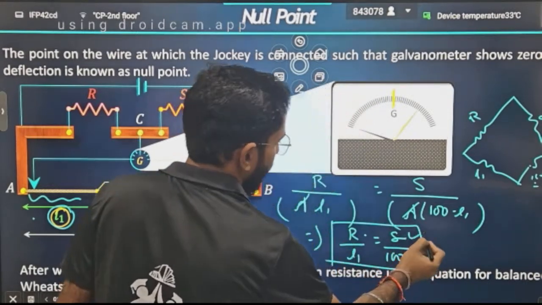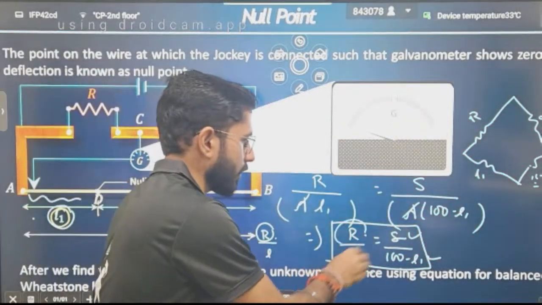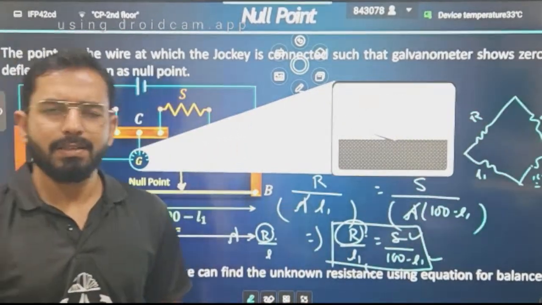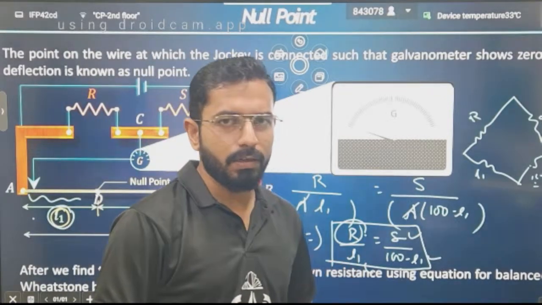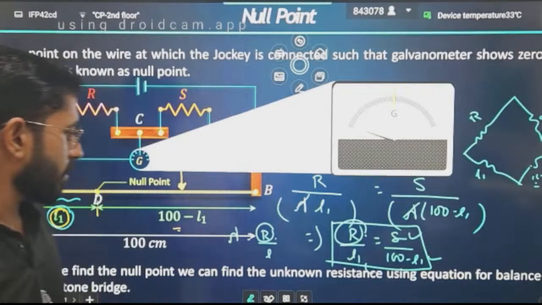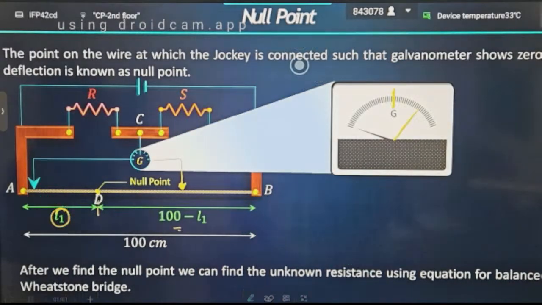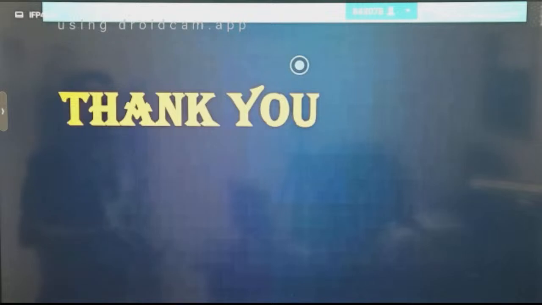From here, can I say all these values are given to you, and you have to calculate finally this unknown resistance R. This is what you have to do. Just put in all the values and you can easily calculate the resistance that is going to come. Is it clear? Here it is the same derivation that we will be providing you.